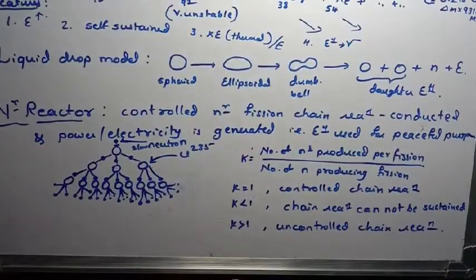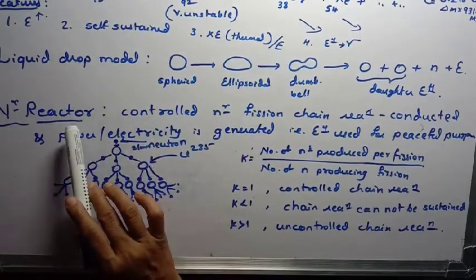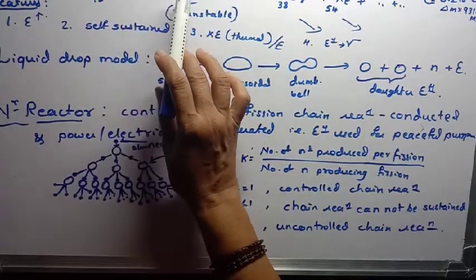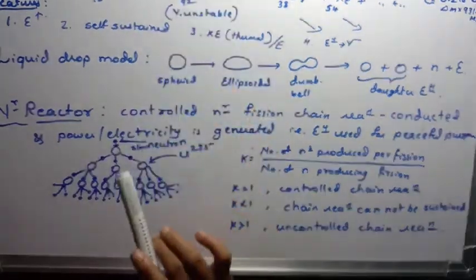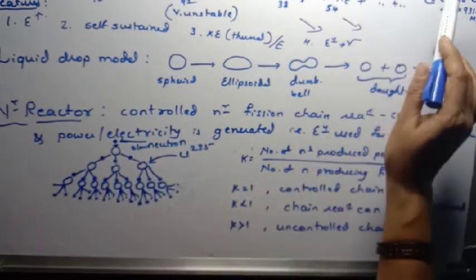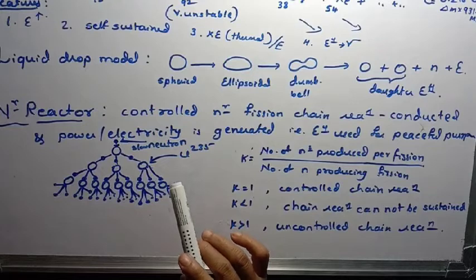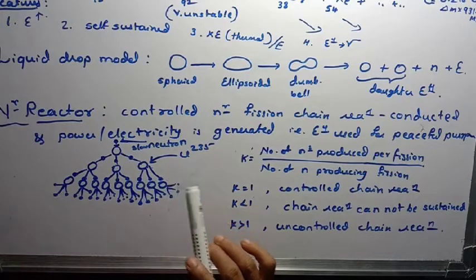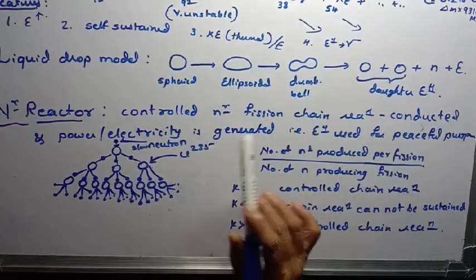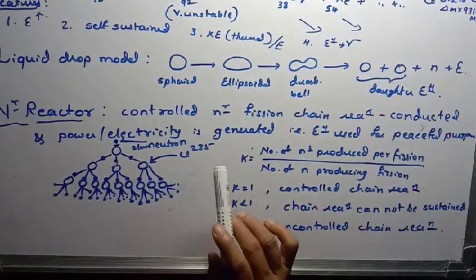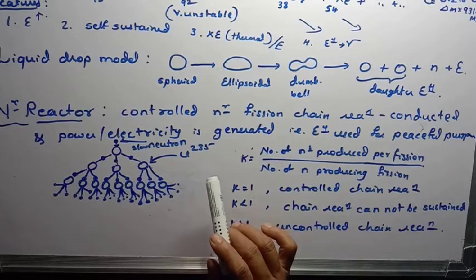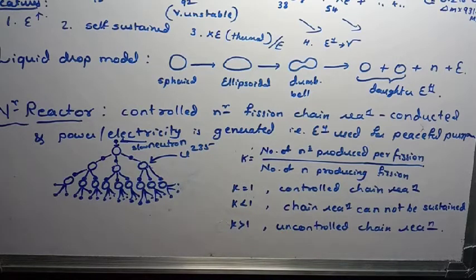A nuclear reactor is a device which controls the fission chain reaction, and the liberated energy is utilized for peaceful purposes. So the nuclear reactor where the liberated energy is utilized for peaceful purposes is said to be a power generator, or a nuclear power generator.